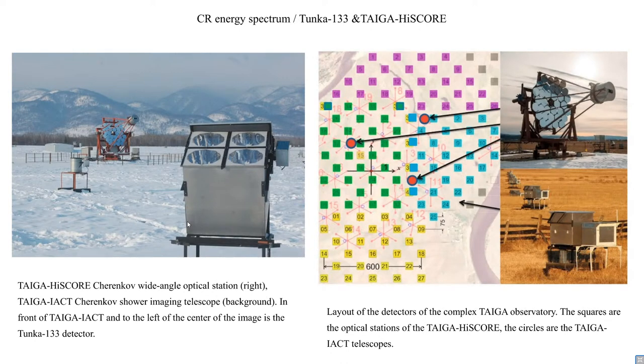The image on the left is the Taiga HiSCORE wide-angle Cherenkov station. Further in the depth, the imaging atmospheric Cherenkov telescope. The image on the right is the location of about 120 stations and the IACT atmospheric Cherenkov telescope at present, on an area of 3 square kilometers. The joint use of installations of different types will allow, with good accuracy, to determine the parameters of the shower, gamma or hadron shower.